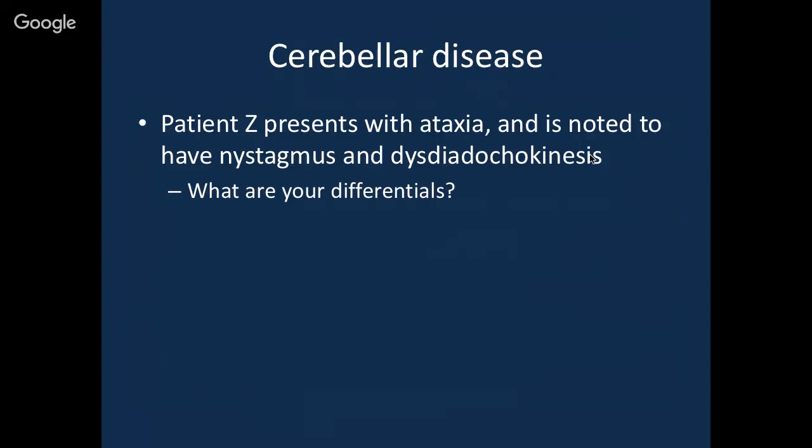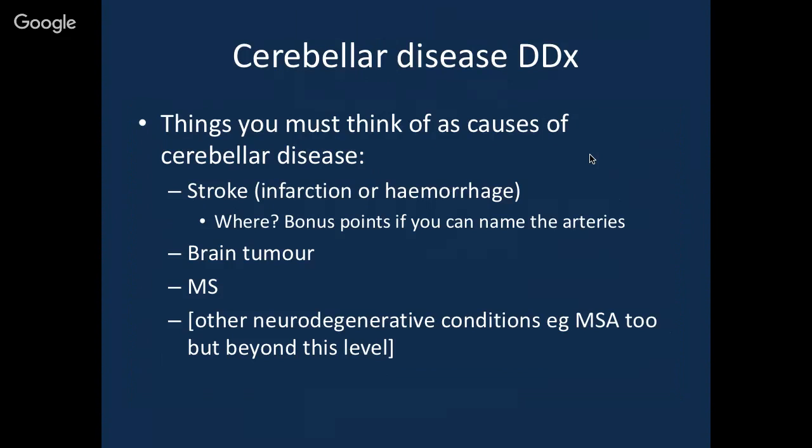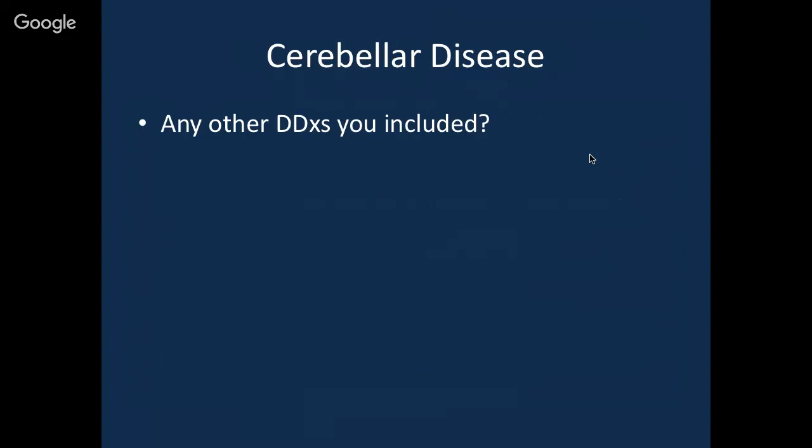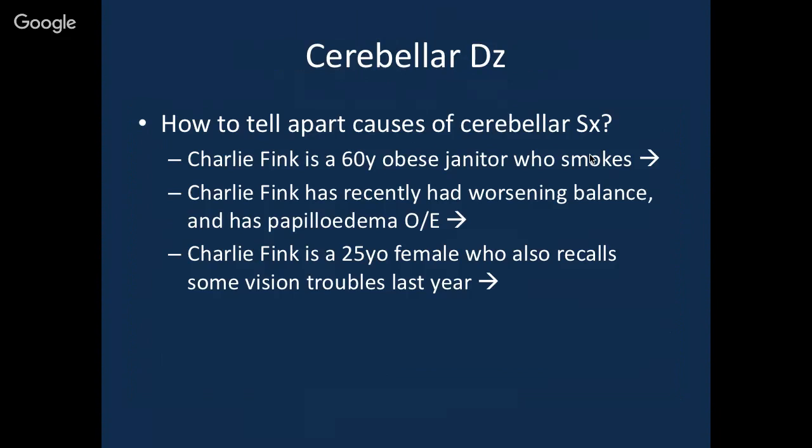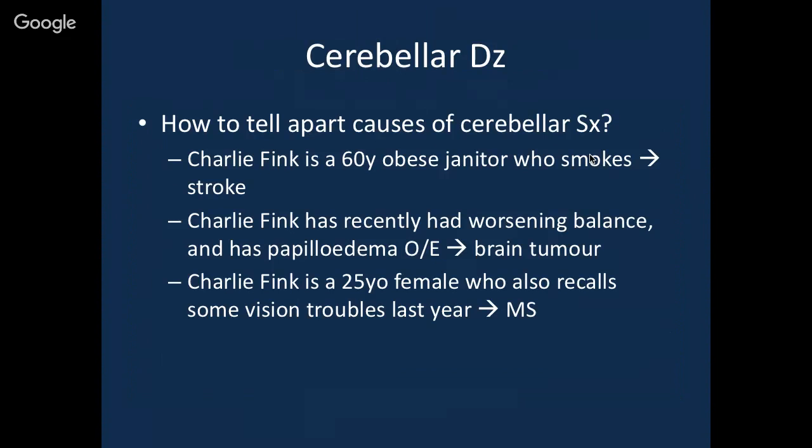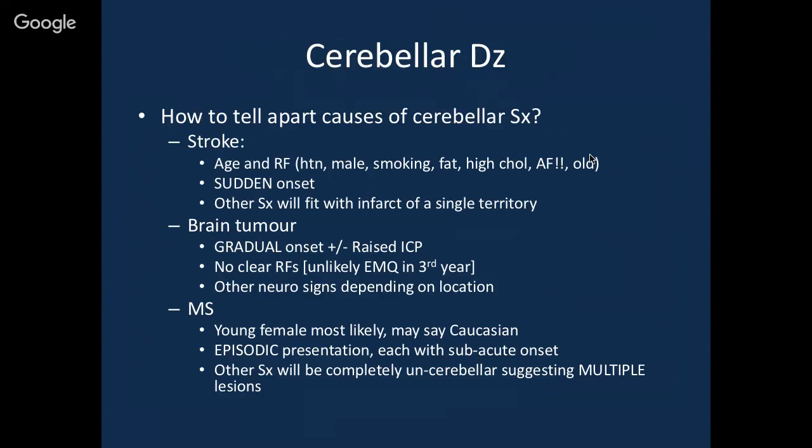So what are your differentials for cerebellar disease? Because of time, I'm just going to go through. Things that cause cerebellar disease are stroke, brain tumors, multiple sclerosis, a few other things as well, but these are basically the ones you need to be thinking about. So how can you tell apart causes of cerebellar symptoms? If Charlie's a 60-year-old obese janitor who smokes, what's that going to be? Yep, that sounds like a guy who's going to get a stroke. If Charlie has recently had worsening balance and has papilloedema on examination, yep, that sounds like a tumor. Increased intracranial pressure, probably a tumor around the cerebellar area as opposed to a tumor somewhere else. Charlie is a 25-year-old female who also recalls some vision troubles last year. MS, exactly, okay? So EMQs will make it pretty obvious. I'll leave that all for you guys to read, but it's a lot about the onset, how gradual, sudden, episodic, and the age and risk factors of the patient.